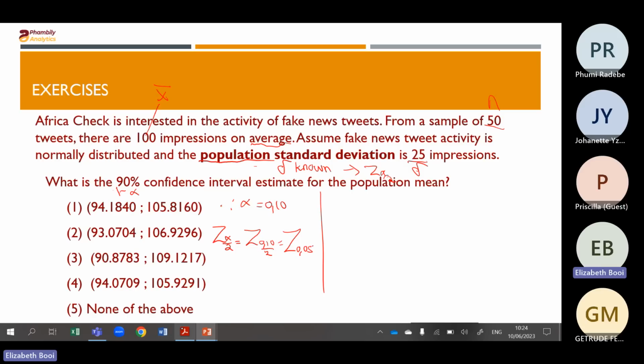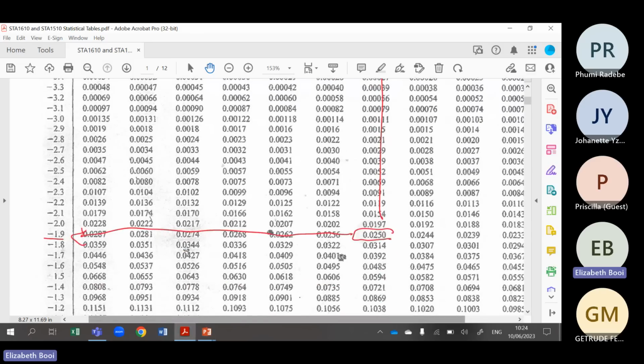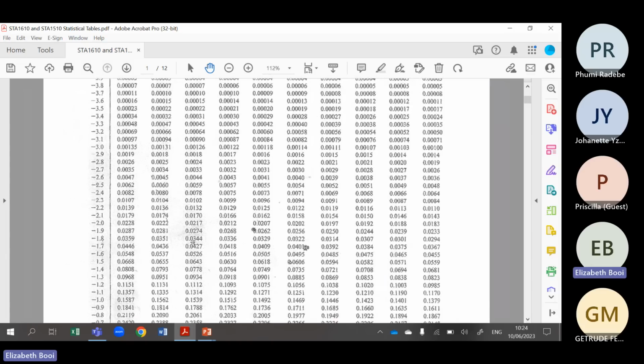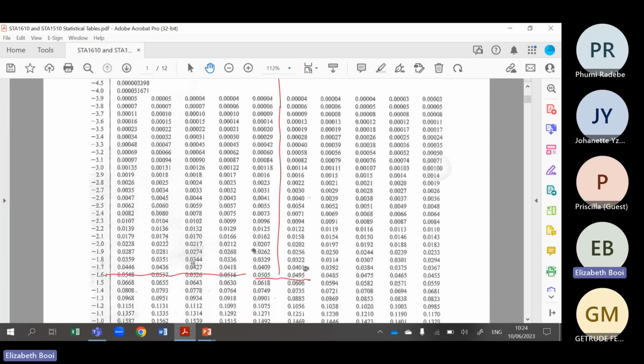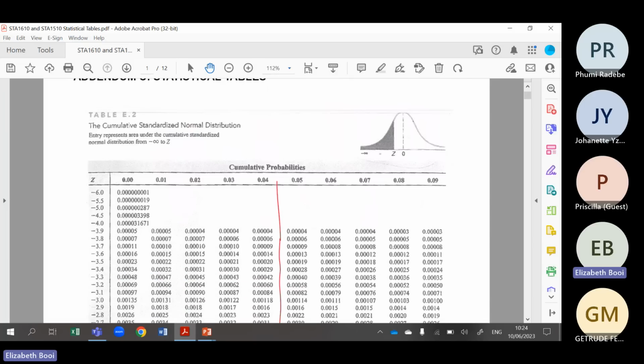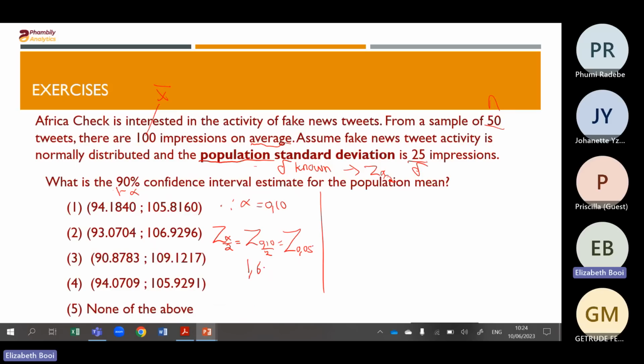Going into the table, this is one of those exceptions because I need to find 0.05, which will be between those two values there. So this is one of those exceptions, 1.645. My critical value is 1.645. I don't even have to go to the table by now.